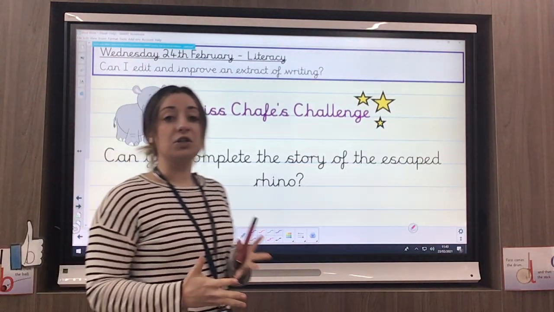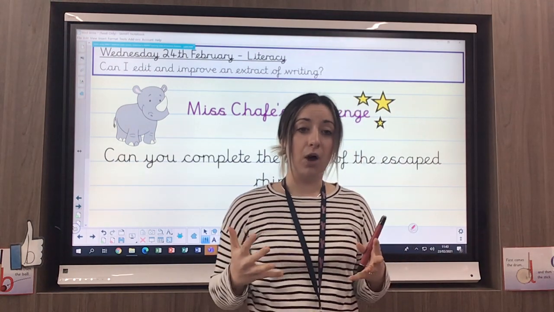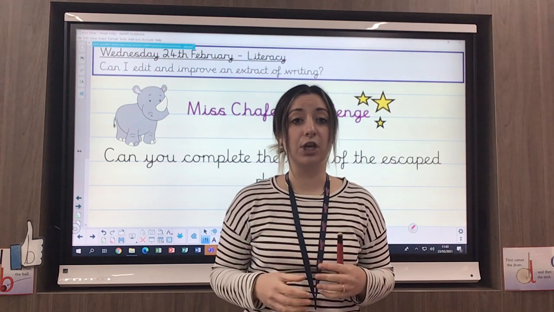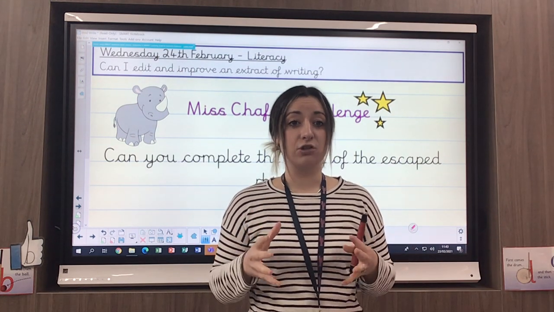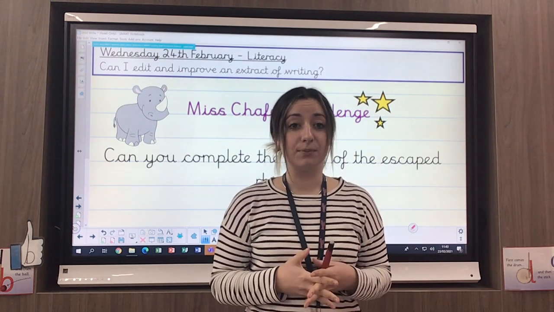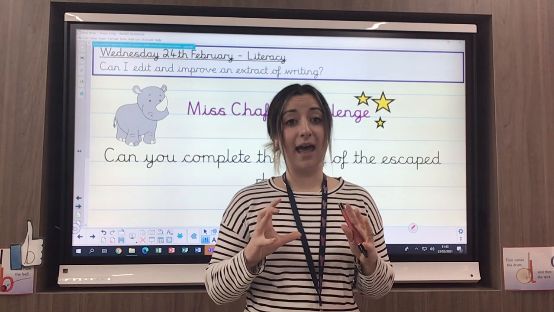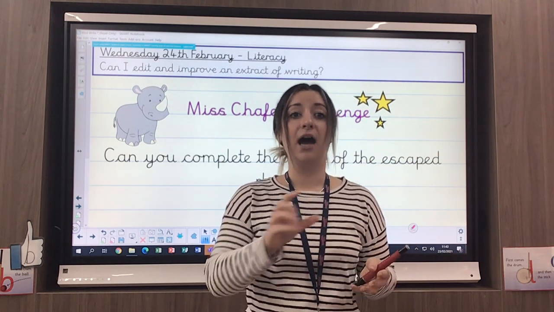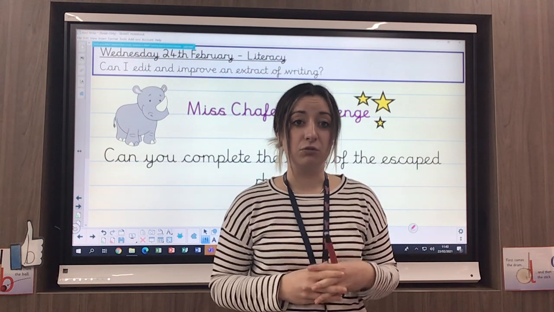Okay, and that brings us on to our challenge. So when you've done section 1, you will have an extract and you've got some editing and improvement to do. So you're going to rewrite the extract of a rhino that has escaped. Okay, so you've got the extract there, but you need to maybe look at it, where can you remove unnecessary words, and you're going to rewrite it with the lines given underneath.